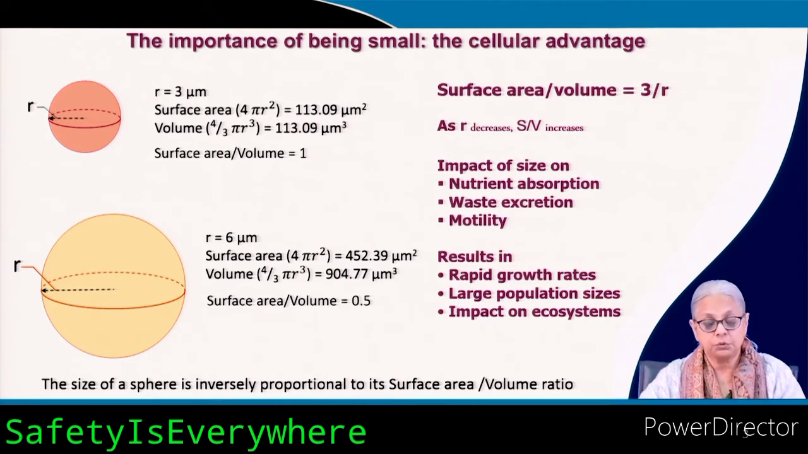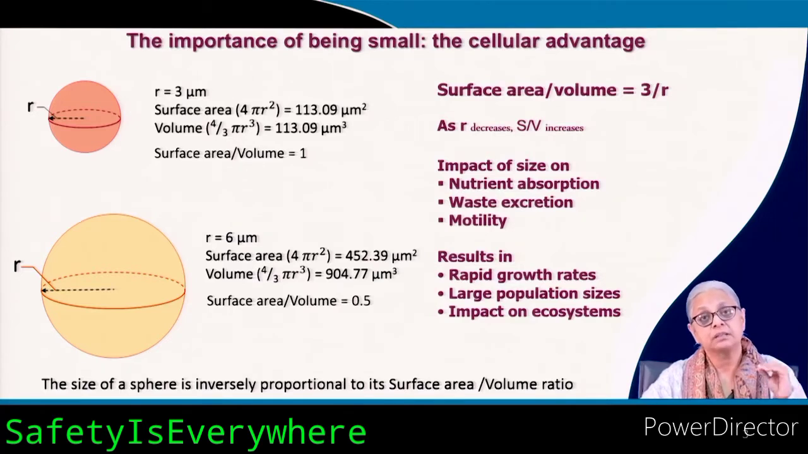So then we have nutrient absorption and waste excretion. We have already understood that part. What is the impact of this advantage? The first impact is, if the organism is small, it needs less nutrients. That is one thing. It has a greater surface area to volume ratio, and that means it is able to absorb a lot. And that will result in rapid growth rates.